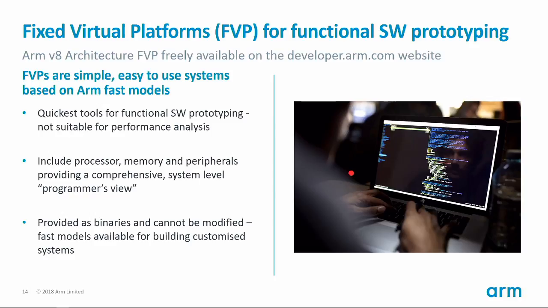So moving on to fixed virtual platforms. As the name implies, they are fixed, they cannot be modified, so not a good fit for architecture exploration. That's what Gem5 is for. But they are very easy to use, very easy to access, and you can run your full software stack on top of them. They give you the full programmer's view, and you can actually have ARM v8 architecture FVP freely available through the ARM developer website. If you want to model the specific feature set of a particular ARM processor, we also have FVPs for pretty much every single CPU that we have developed. So you can come and talk to us, and we can enable you with the right model.